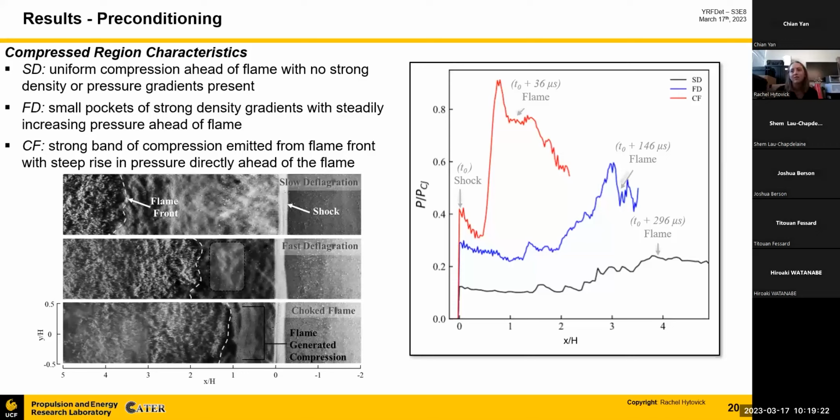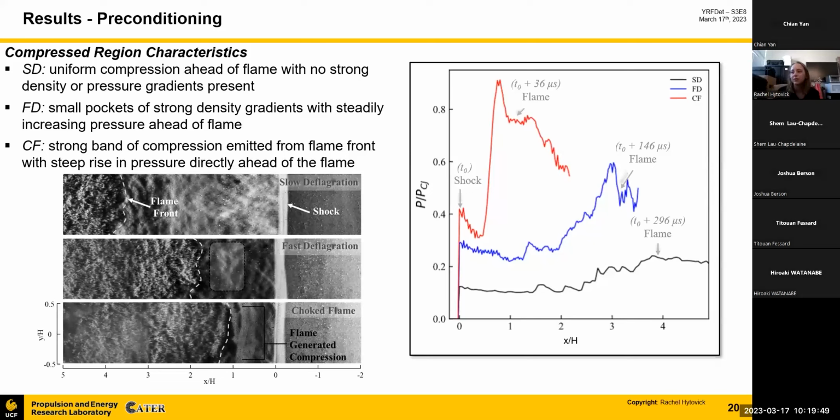So in what we're calling the slow deflagration today, in this image here at the bottom left, we have our Schlieren imaging with our X over H, H being the characteristic height of the facility. So that would be the 45 millimeters, and X being just the distance that we're traveling divided by that. So it's all normalized here based on the shock position. So it's how far our flame is still from the shock.